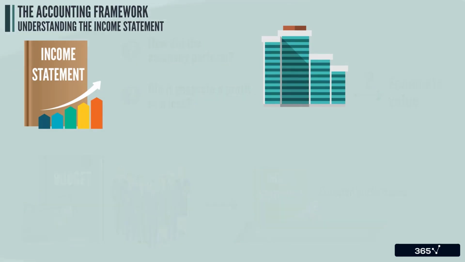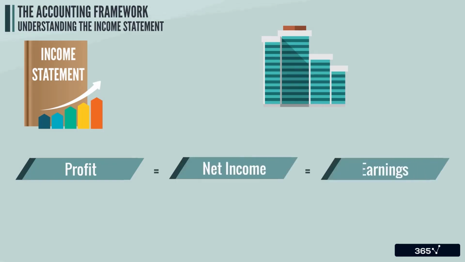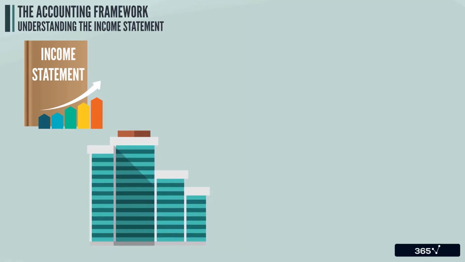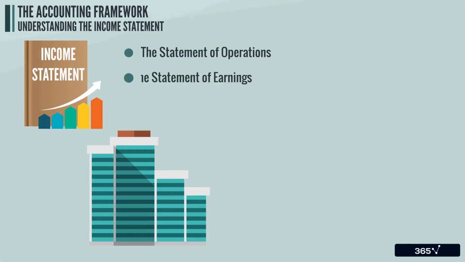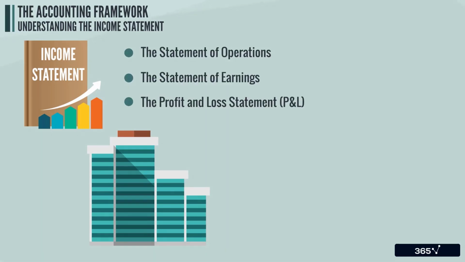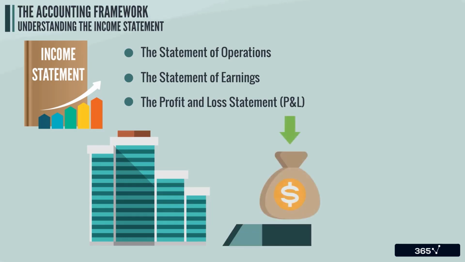profitability. We make the side note here that the terms profit, net income, and earnings are used interchangeably throughout the course. Okay. In reality, the income statement adopts various names, such as the statement of operations, the statement of earnings, the profit and loss statement, or simply the P&L. Whatever the title, it all comes down to the very same thing: a company's profit or net income generated as a result of the normal business operations.